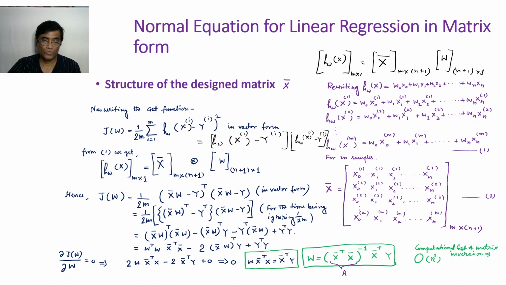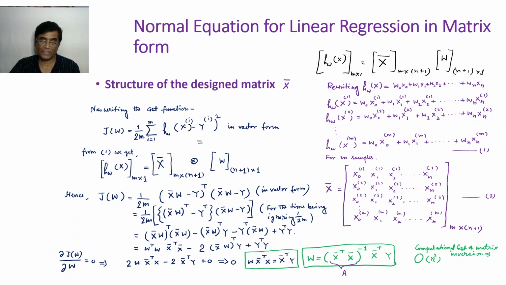So J(w) is now equal to 1 by 2m. Just don't pay attention to this. In linear algebra, you know, this square can be written as this times this. So I can write in matrix form the transpose of this times this, and then it will be a square. Everybody with me? Just take a notebook and do it with me. It's very simple. In vector form, we have written like this. Now this can be written as (X bar w) transpose minus y transpose, times (X bar w minus y).